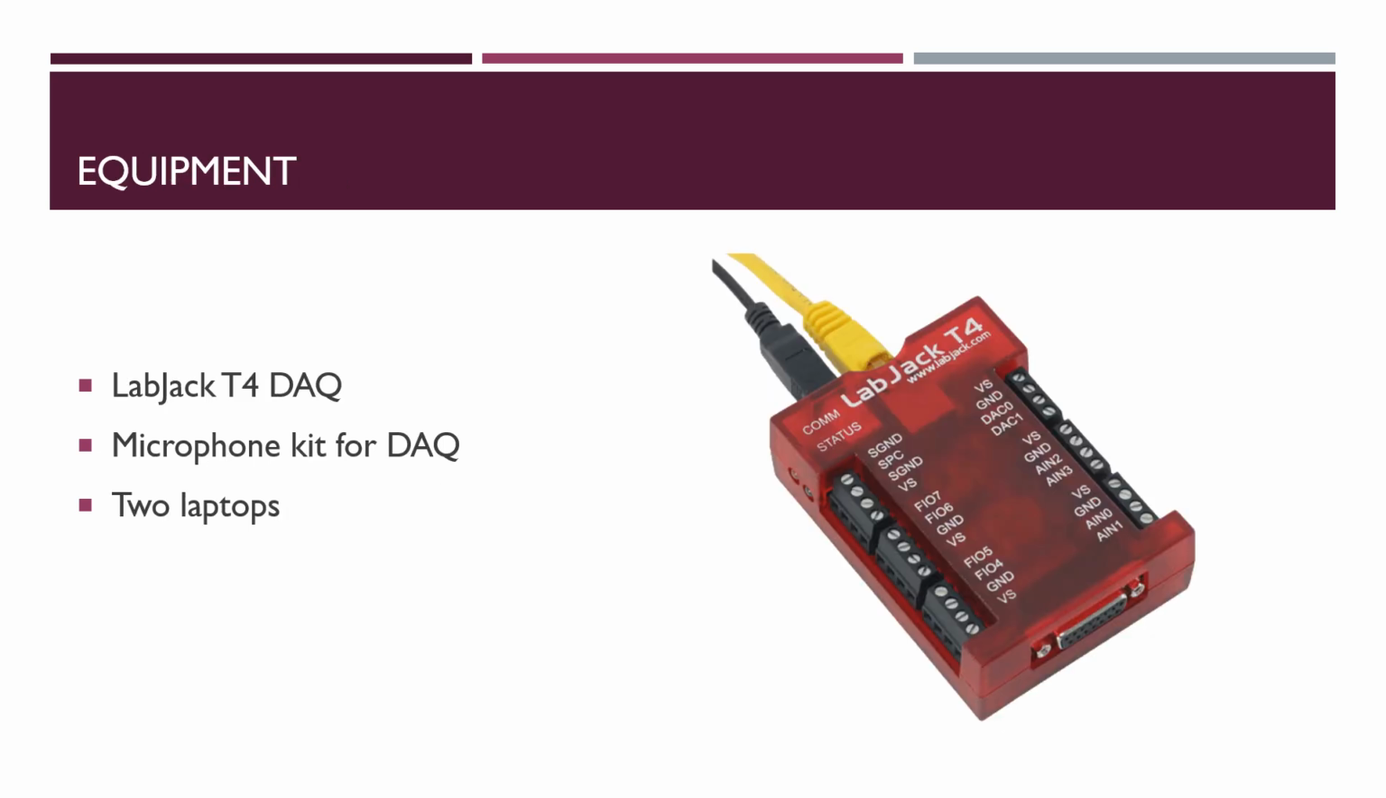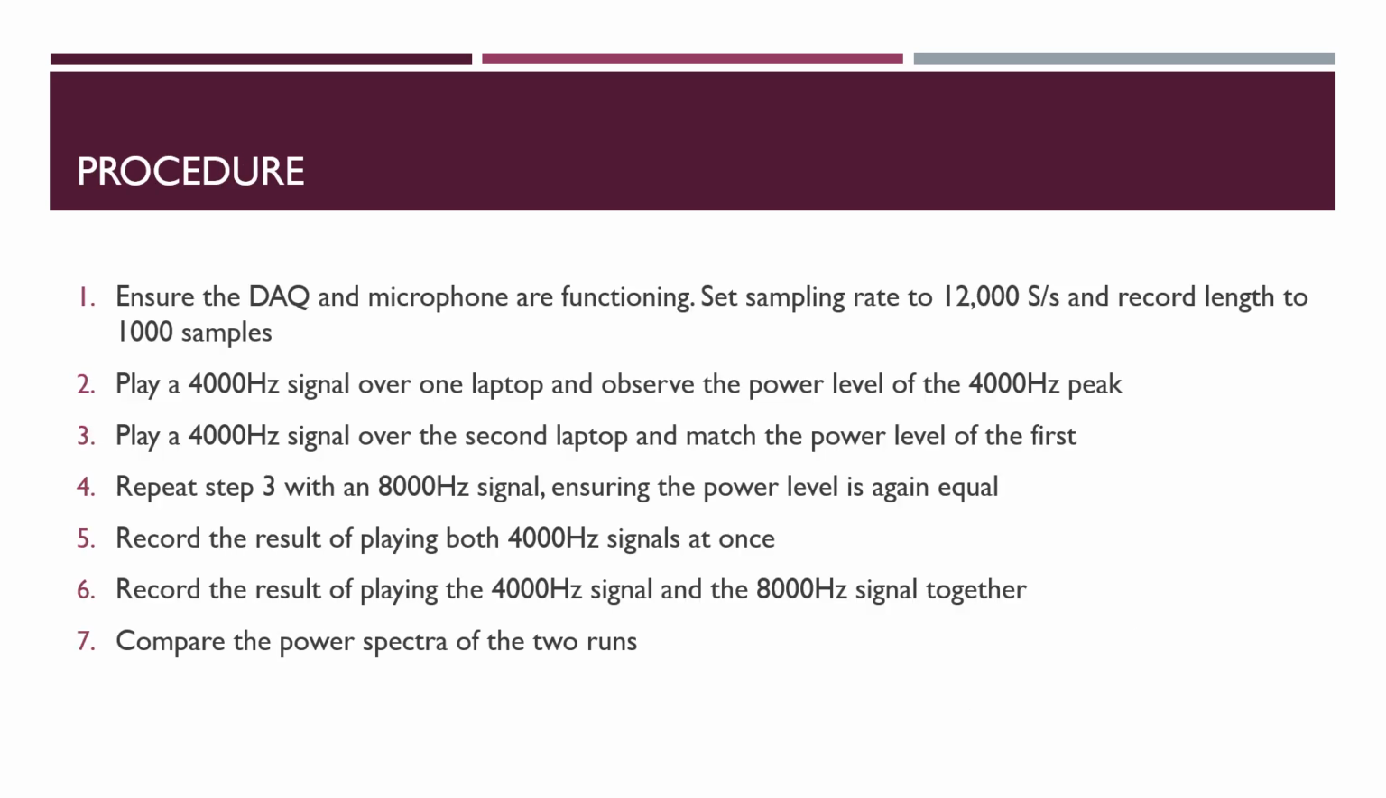The equipment used for this experiment was a LabJack T4 data acquisition device, as well as a microphone kit for the DAC. In addition, there were 2 laptops. One just played an audio signal, and the other played an audio signal and ran the DAC. The procedure for this experiment was as follows. After ensuring the DAC and microphone were working, the sampling rate was set to 12,000 samples per second, and the record length to 1,000 samples.